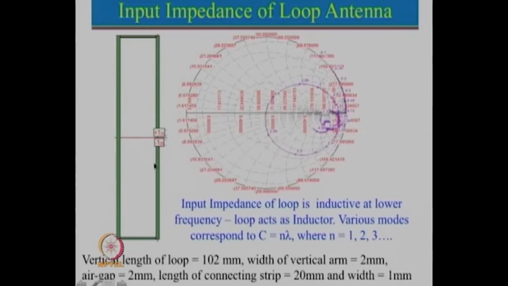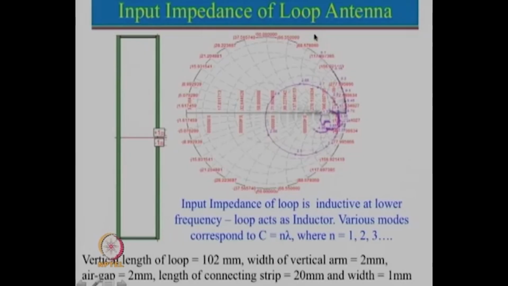So, here are some of the plots. What we have done is taken a little larger loop. The connecting strip is taken as 20 mm long, and the whole thing in total is 100 by 2 mm, this is 50 and 50 with a gap of 2. For this we can see the input impedance plot, and I want to show that we started with a very low frequency simulation.